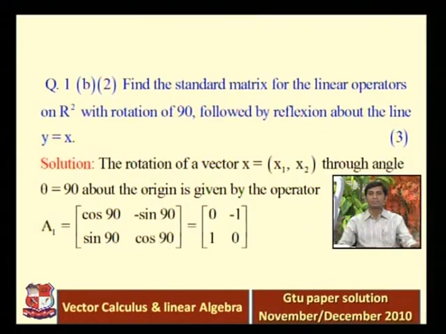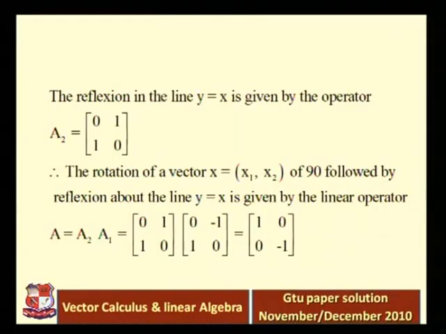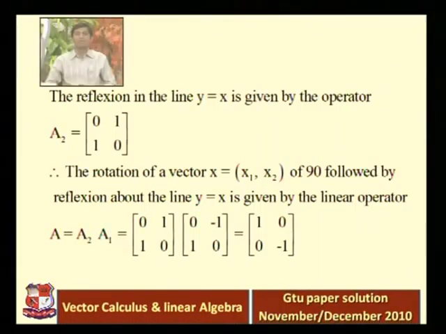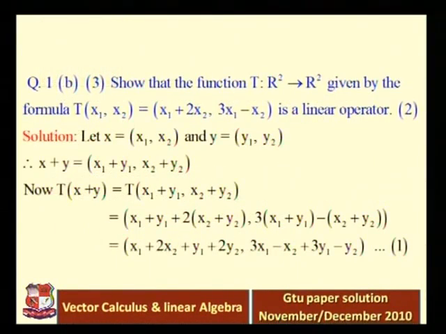So the reflection in the line y = x is given by the operator A2 = [0, 1; 1, 0]. So the rotation of a vector x = (x1, x2) by 90 followed by reflection about the line y = x is given by the linear operator A = A2 · A1 = [0, 1; 1, 0] times [0, -1; 1, 0]. The product of these two 2x2 matrices is [1, 0; 0, -1]. So this question is complete now.